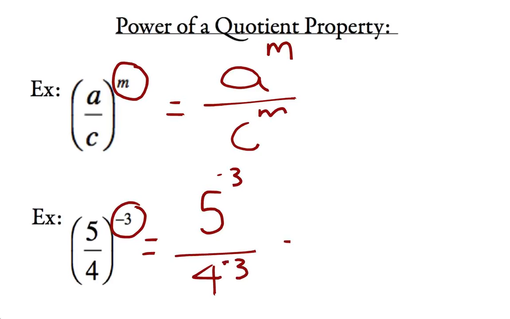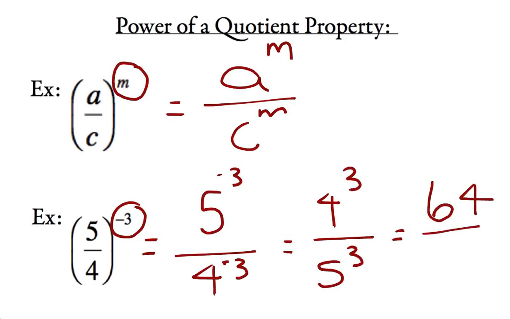So you should remember in section 8.2, anything raised to a negative exponent needs to be simplified. To do this, I need to take the reciprocal of both my numerator and the denominator. When I do this, I will get 4 to the power of 3 in my numerator and 5 to the power of 3 in my denominator. This will simplify to be 64 over 125.